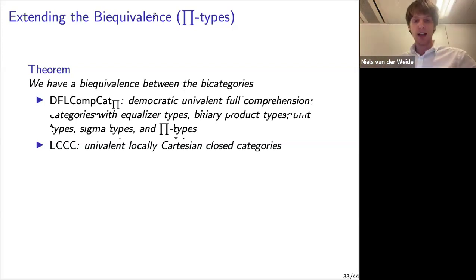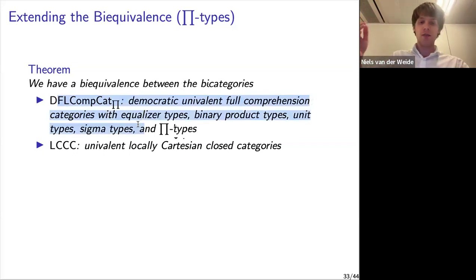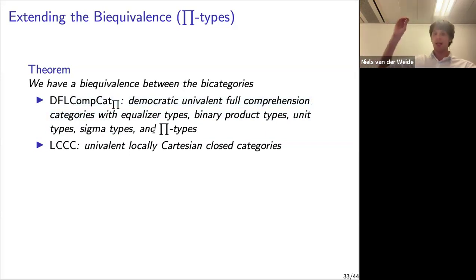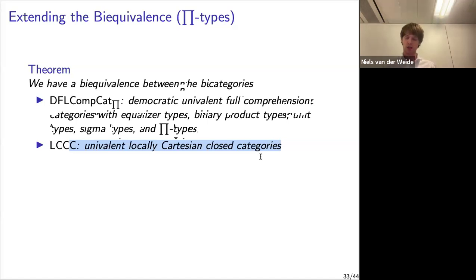The first thing, and this was also done by Clairambault and Dybjer, is pi types. So then we look at comprehension categories with all the stuff that I've mentioned so far. And then you also look at pi types, which are right adjoint to weakening, satisfying Beck-Chevalley. And we look at locally Cartesian closed categories rather than categories with finite limits.